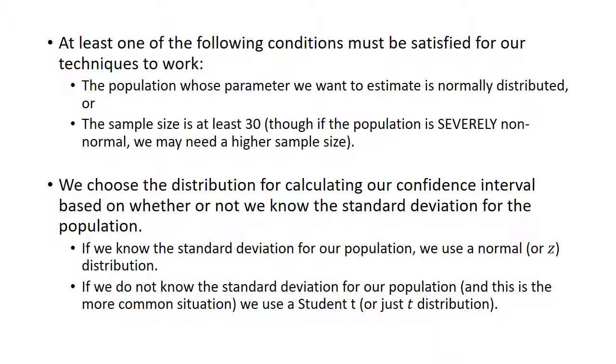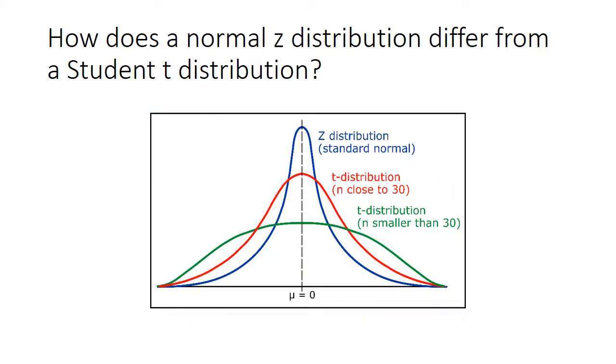So here in Word it says pretty much what we just said. In order to use the techniques that we are learning, you need a population that's normally distributed or a sample size of at least 30. Once we know we can use our stuff, we need to decide whether to use a normal or Z distribution, and we do that if we know our population standard deviation. Or do we use a T or a student T distribution, and we do that if we do not have a population standard deviation, just the sample.